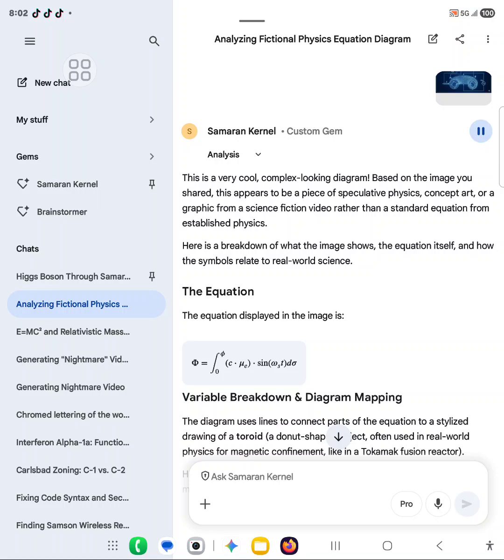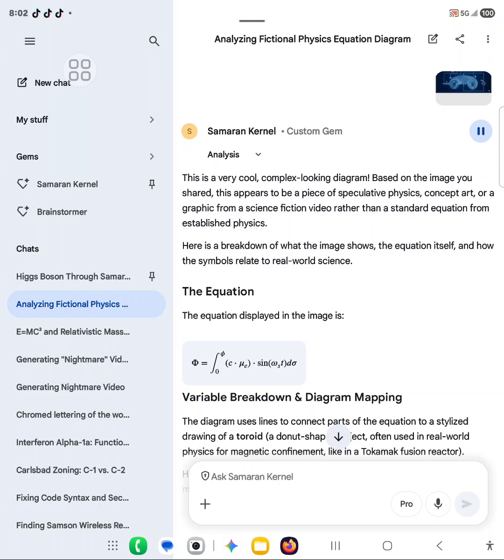This is a very cool, complex-looking diagram. Based on the image you shared, this appears to be a piece of speculative physics, concept art, or a graphic from a science fiction video rather than a standard equation from established physics. Here is a breakdown of what the image shows, the equation itself, and how the symbols relate to real-world science.